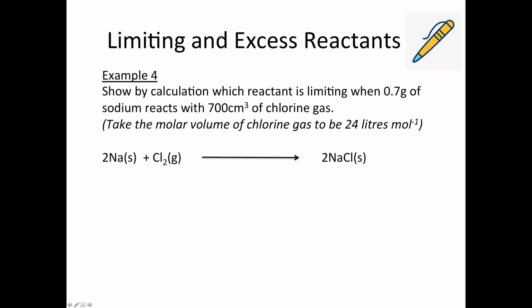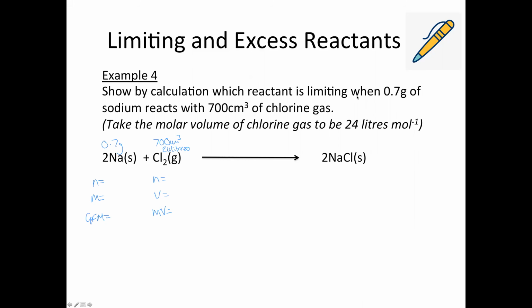So this time we've got 0.7 grams of sodium, and we've got 700 centimetres cubed of chlorine gas, and then it's giving us a molar volume, which means we're going to need to use the molar volume relationship. So for the solid, n equals m over GFM. And then for the molar volume relationship, we've got n, V, and MV.